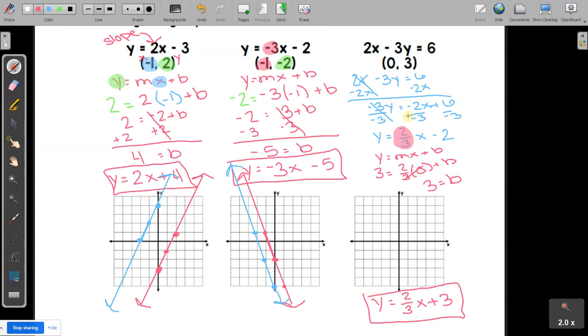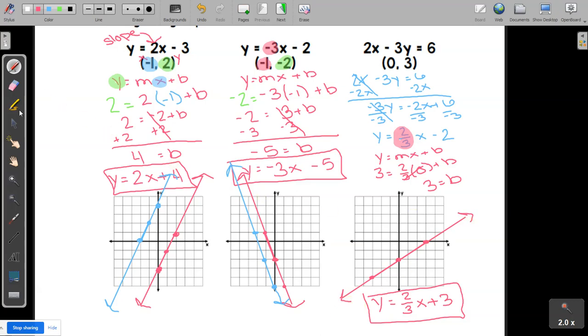Now let's graph our first equation. Our first equation that we were given was in standard form. We cannot graph that. We need to have it in our slope intercept form. So let's start at negative 2. Now we have a slope of 2/3, so up 2 to the right 3, or down 2 to the left 3. Draw your line, and draw your arrows.